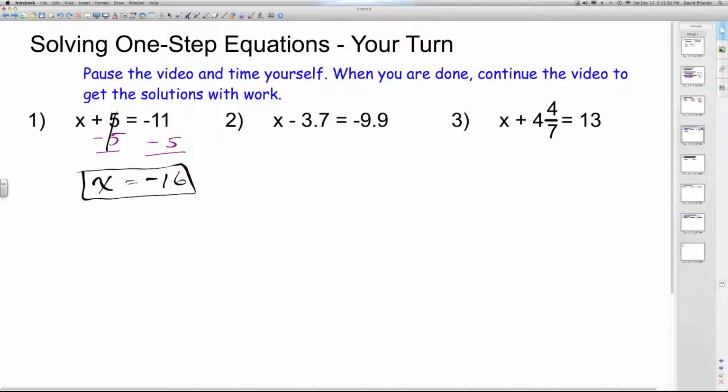Moving on to problem number 2. x minus 3.7 is equal to negative 9.9. What you have to do here is recognize that x has 3.7 being subtracted from it. The opposite of subtract is add, so we use the addition property of equality to add 3.7 to each side.